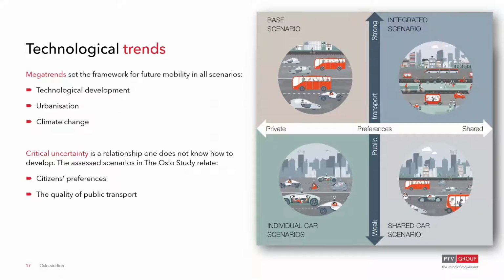So let's look at some technological trends. There are some mega trends out there. We've got the technological development, which is the advent of autonomous cars and connected cars. Urbanization, as people are moving into cities more and more all around the world, and climate change clearly is a big topic around the world as well. And how are we going to address that? And the transportation industry is a big contributor to that problem.